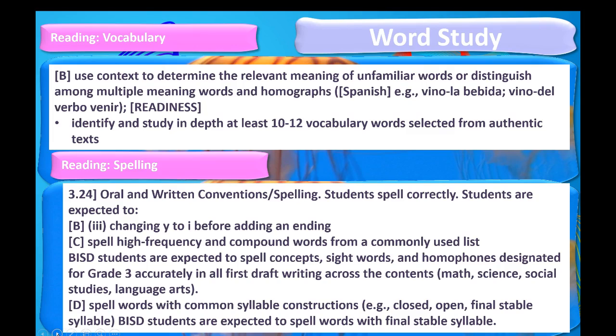Vocabulary: continue to have 10 to 12 vocabulary words selected from authentic text. In your spelling, you have changing Y to I before adding an ending, spelling high-frequency words and compound words from a commonly used list, and then spelling words with common syllable constructions with final stable syllable.